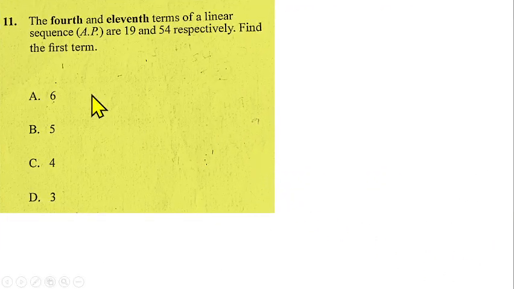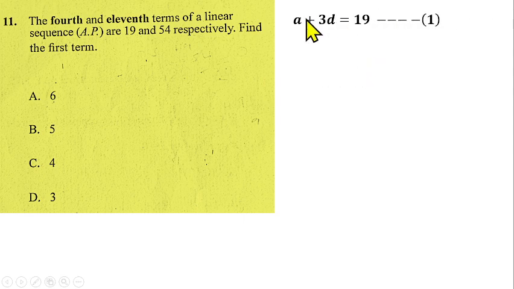Question number 11 is from the arithmetic progression, which is sequence and series. The 4th and the 11th terms of a linear sequence AP are 19 and 54 respectively. You have to find the first term. What is the 4th term of the AP? That should be a plus 3d, and that will be equal to 19. And what is the 11th term of a linear sequence? That will be a plus 10d equals 54.